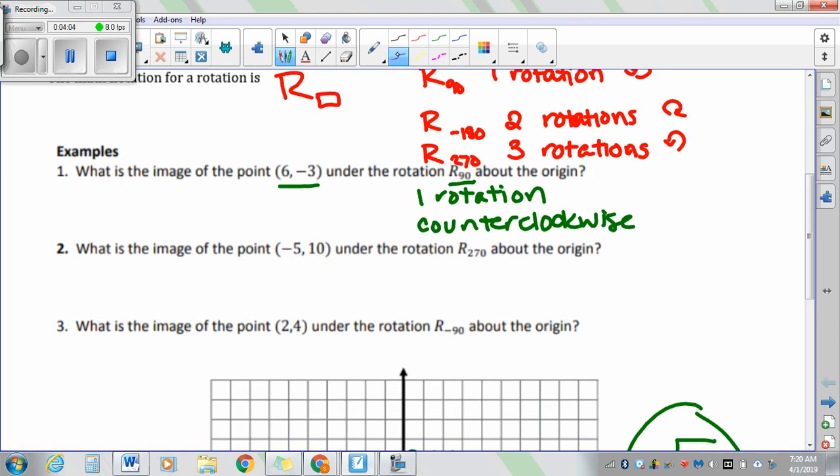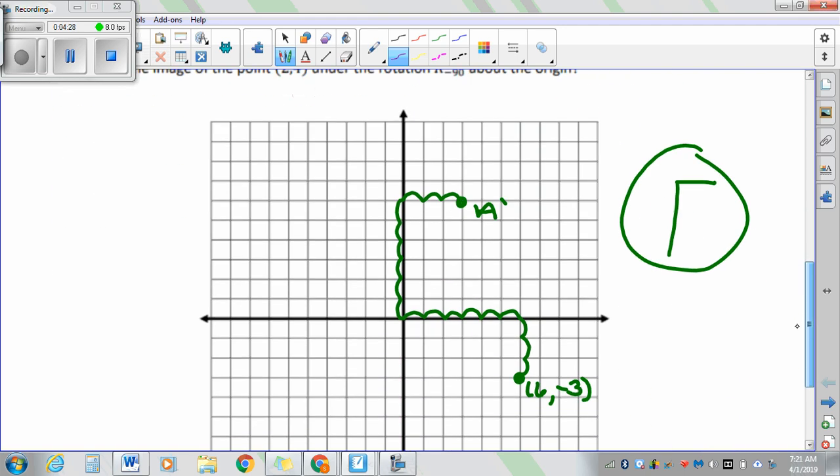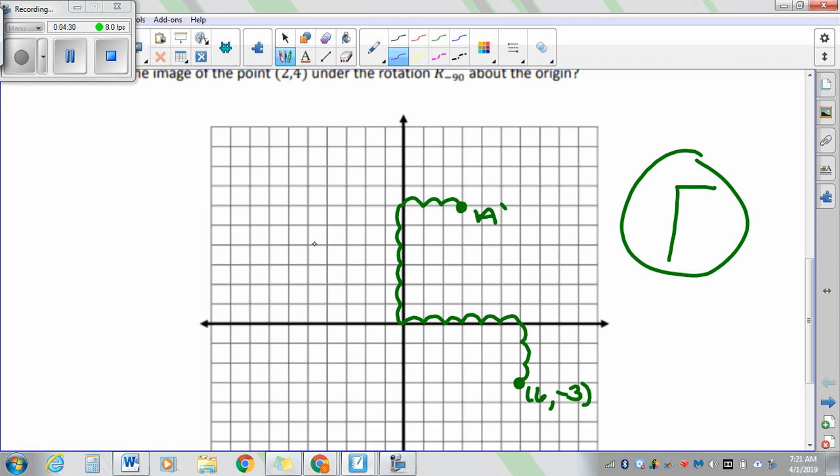All right, I'm going to change colors for this guy. What is the image of the point negative 5, 10 under the rotation R270? So 270 is 3 rotations. It's a positive number, so it's going to be counterclockwise. So I'm going to start the same place. I'm going to put negative 5, 10 on the graph. Negative 5, 10 is right here.